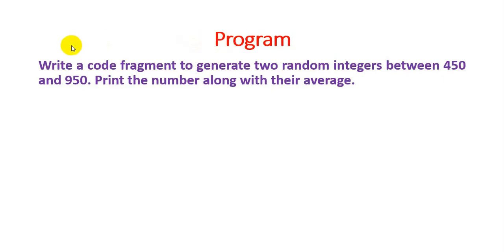Hello friends, we are going to write a Python program to generate two random integers between 450 and 950 and print the numbers along with their average. So two numbers we have to generate in the range 450 to 950, and the average should get calculated and the results displayed.